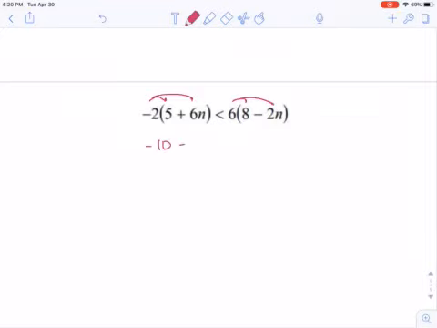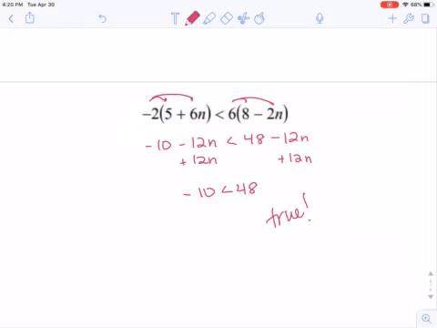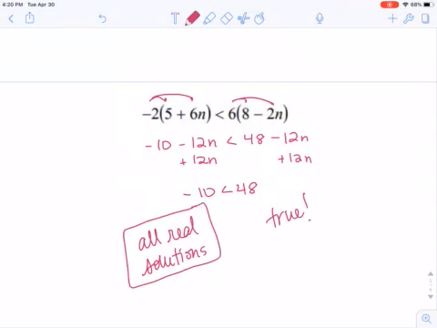So negative 10 minus 12n is less than 48 minus 12n. Move my variables to one side. So negative 10 is less than 48. Well, typically at this point, we again look at it, we see there's two different numbers, and we'd write, oh, no real solutions. However, this is a true statement. Negative 10 is less than 48. So my answer here is all real solutions. All the numbers in the world are going to work for that n. So all real solutions would be my answer for that problem.